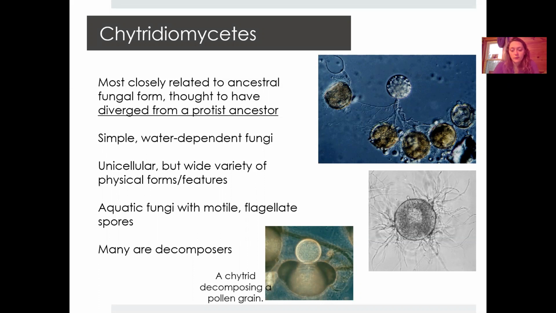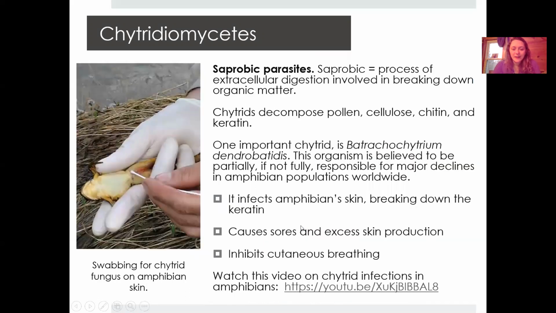This is a really cool picture here at the bottom of a chytrid cell actually decomposing a pollen grain, and you can recognize what type of pollen grain that one is, right? The Mickey Mouse head. All right, so chytromycetes are saprobic parasites, which means they use extracellular digestion to break down organic matter. They usually decompose really tough things like pollen, cellulose, chitin, and keratin. They're sometimes some of the only groups of organisms that can break down these really complex molecules.